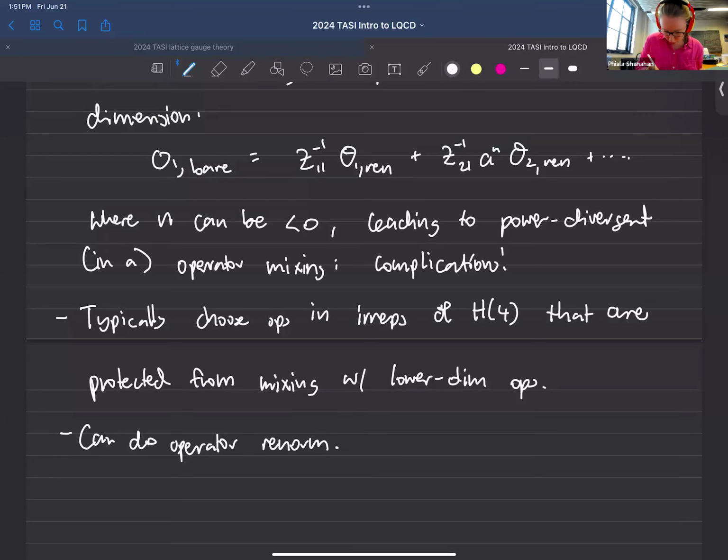So we can do operator renormalization in multiple ways, e.g. perturbatively or non-perturbatively.